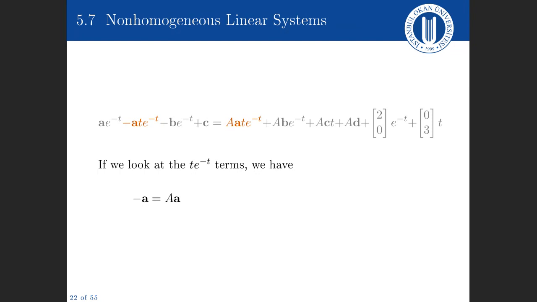First, I want to look at the terms including t e to the power minus t, which I've highlighted in orange. On the left, there's minus small a multiplied by t e to the power minus t. And on the right, I have capital A small a t e to the power minus t. So I must have that minus small a is equal to capital A a. In other words, we must have that small a is an eigenvector of the matrix. Small a must be of the form alpha alpha for some number alpha. We can't use any eigenvector, it's one particular eigenvector. So far, we know it must be the vector alpha alpha, but we don't know the value of alpha yet. We'll come back to that.